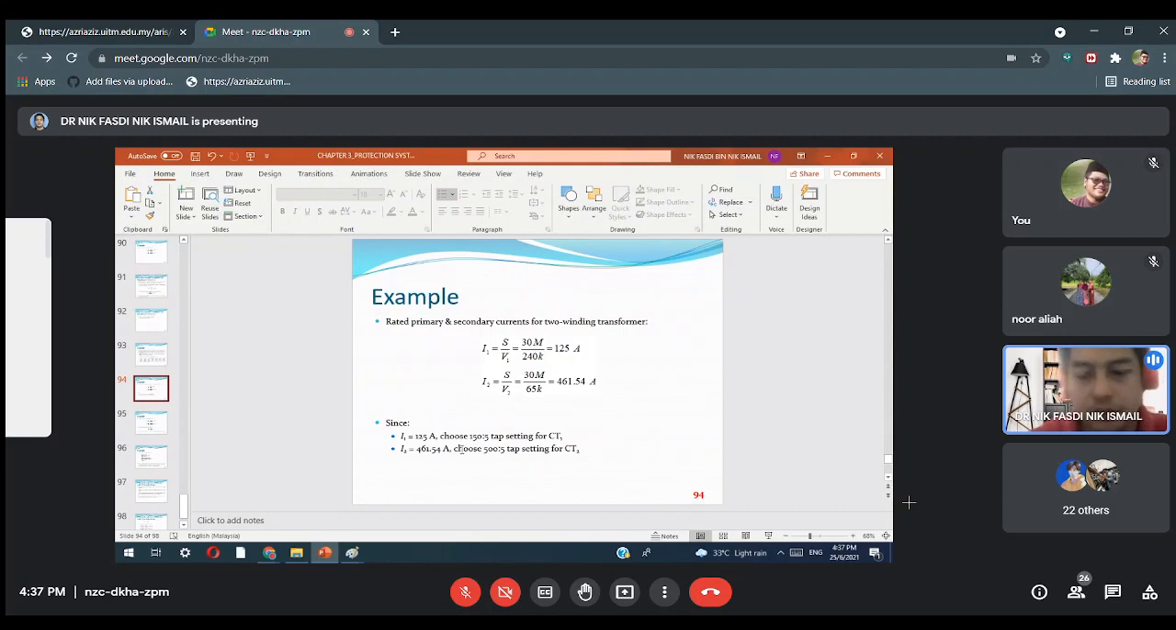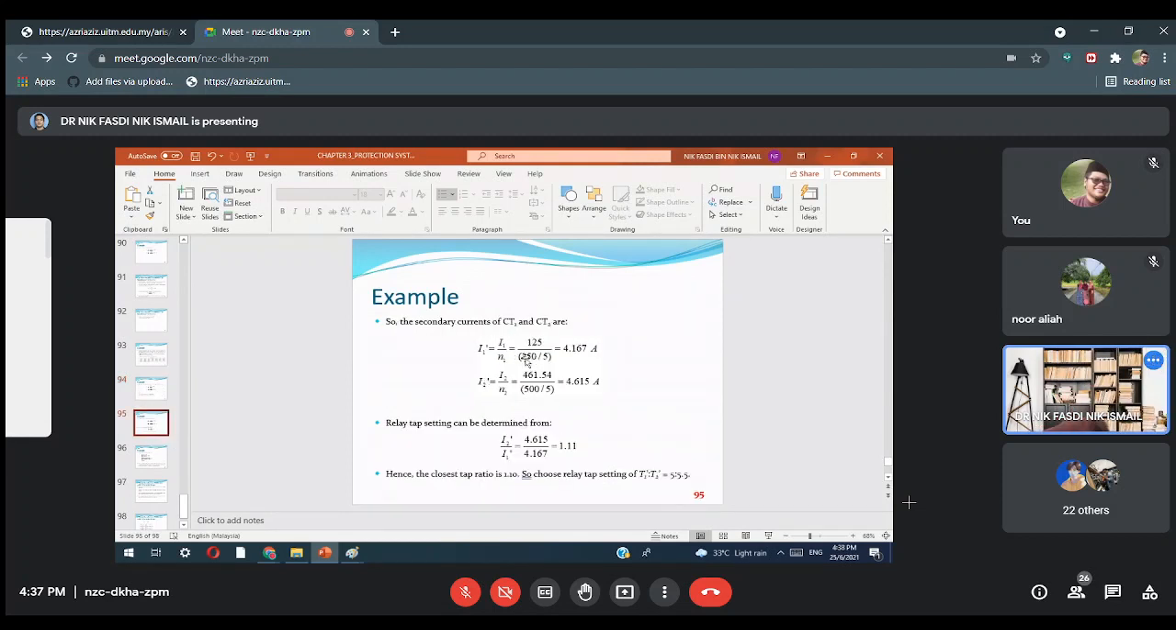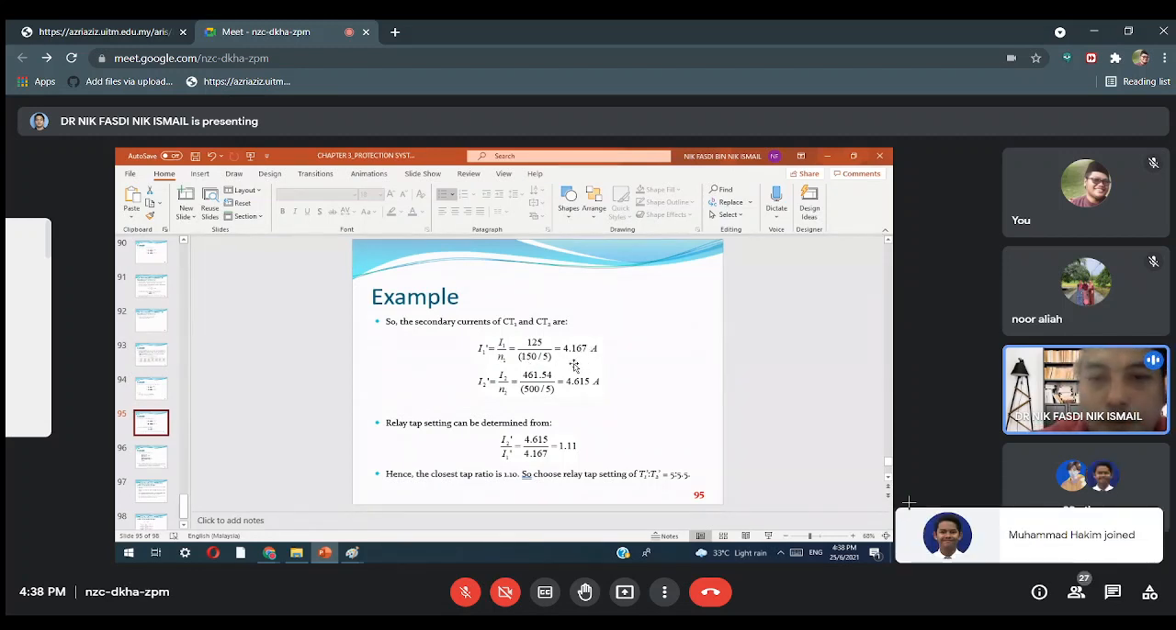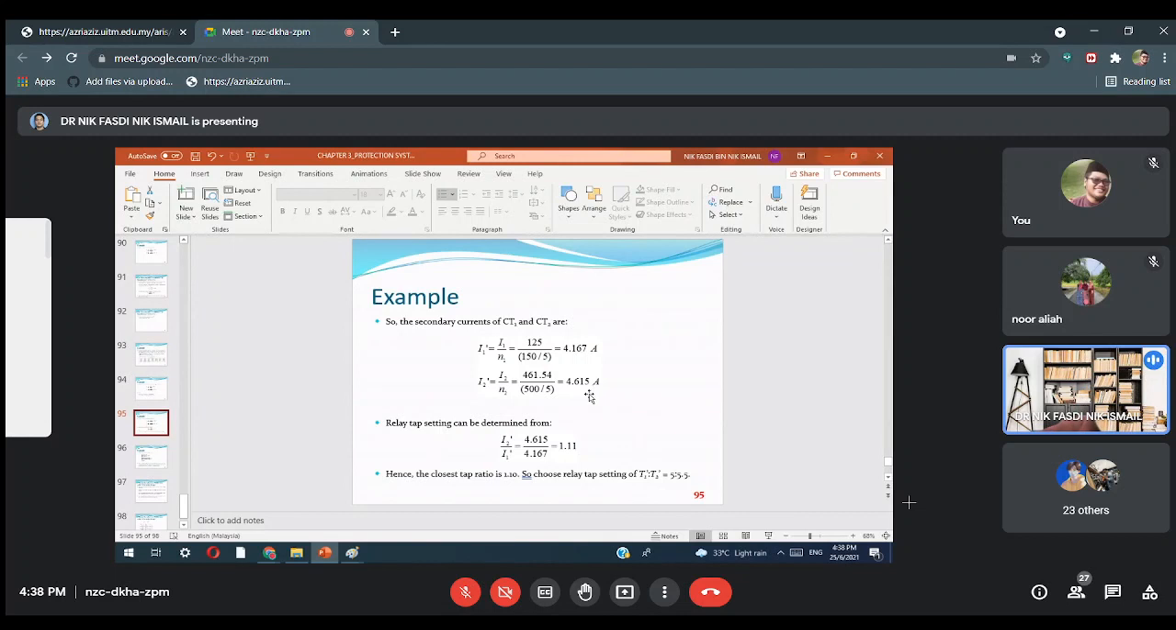Next, what you have to do is get the values of I1 prime and I2 prime, same concept. You get the value using the CT. So now we have the value of I1 prime is 4.167. I2 prime, based on the selected CT ratio, you get 4.615. Relay tap setting can be determined from this equation. This is the ratio between I2 prime and I1 prime, which is equivalent to 1.11. Hence the cross-set tap ratio is 1.11. So choose relay tap setting 1.11.